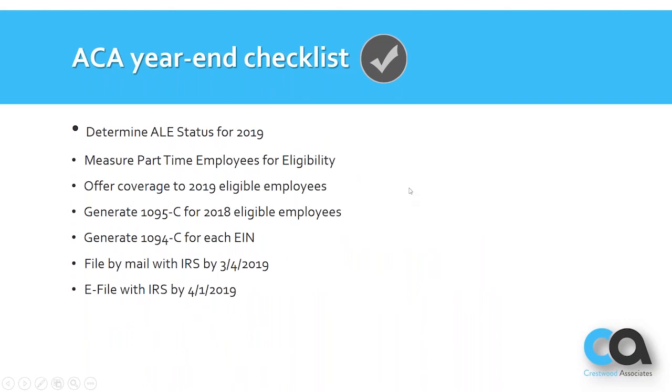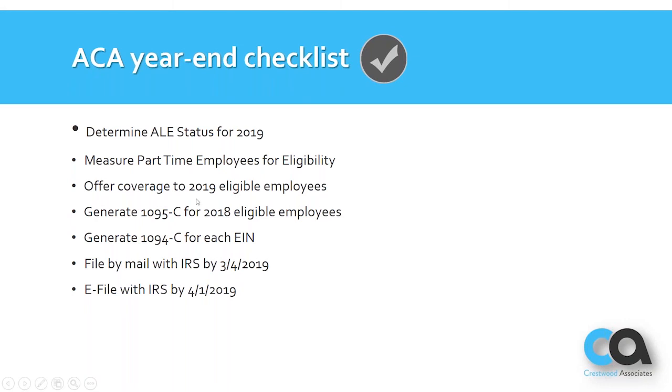And then as far as the ACA, I know we went through an example of printing out that form, but we just want to mention a checklist to make sure that you've captured everything that you need to do to be able to print those forms correctly. So you'll want to make sure, as far as for next year, that you've determined all the ALE status for 2019 for all of your employees and updated those if necessary in the system. And then measure the part-time employees for any eligibility there, and notify them of any coverage eligible employees.